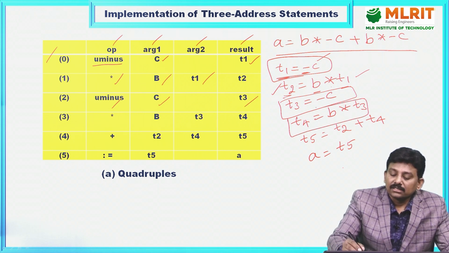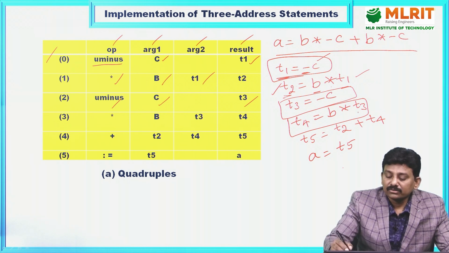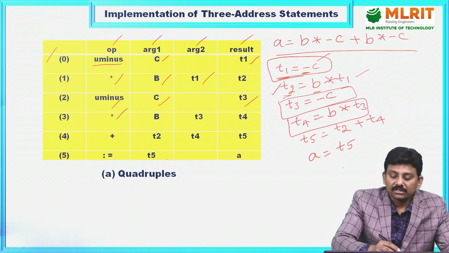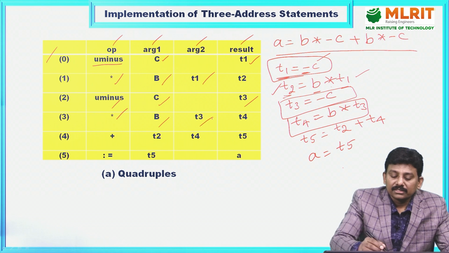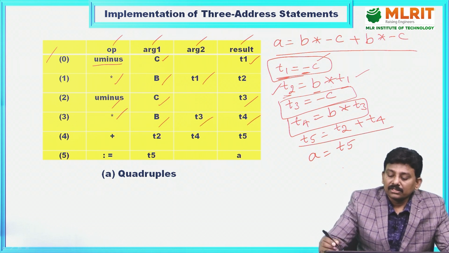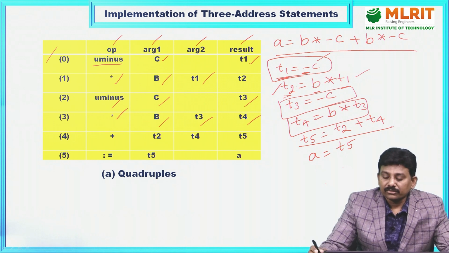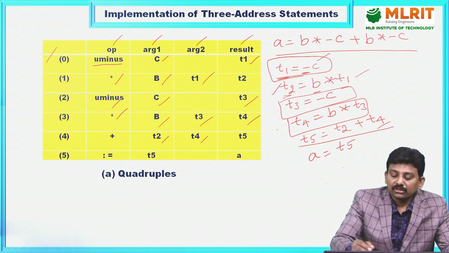Next, T4 = B * T3. Here B is argument 1, T3 is argument 2, T4 is result. Operator field contains star, argument 1 will contain B, argument 2 will contain T3, result will contain T4. T5 = T2 + T4. Here argument 1 is T2, argument 2 is T4, operator is plus, result is T5.